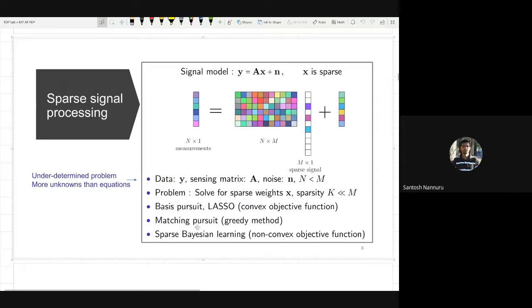There are other methods like greedy methods such as matching pursuit or orthogonal matching pursuit. They are very fast methods, but they are greedy, so they may not always give you the optimal answer. And there are Bayesian methods, which is fast Bayesian learning. This formulates the problem as a non-convex optimization problem and tries to solve it. So it's a different way. There are even other methods such as iterative thresholding methods, soft thresholding, hard thresholding, all those things.